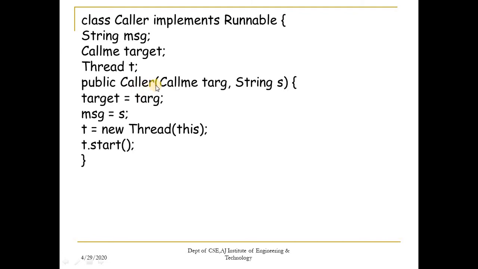See this constructor, the caller constructor. It takes two parameters. One is an object of the CallMe class, that is target, and one more is string s. That object of the CallMe class you will assign to the target variable, and the string s you will assign to message. So the target and data are initialized.